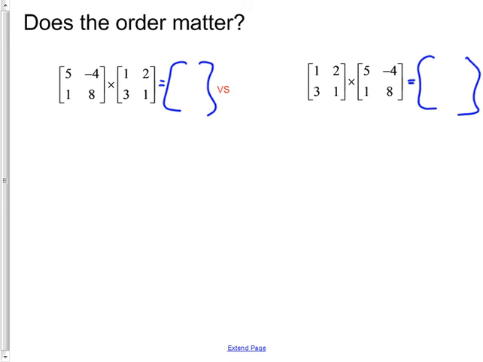Just do row 1, column 1. Just do it for both of them. You'll see they start off with different answers, and therefore you know they're not going to be the same. So here's row 1, column 1. 5 times 1 is 5, negative 12. 5 plus negative 12, negative 7. That's important. You gotta be careful with your negative there.